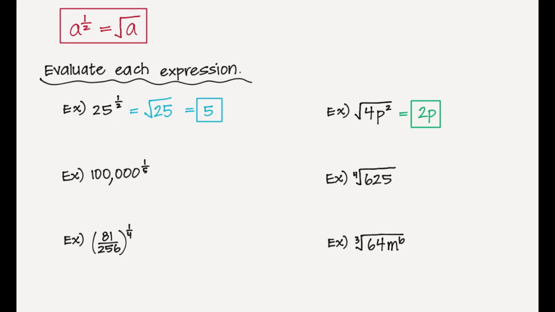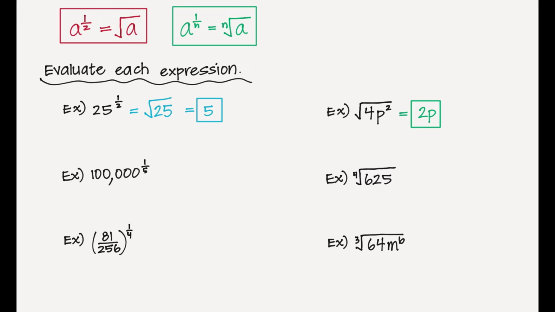Now, the next rule that I want to teach you is that you could have a number to any fraction for an exponent. For example, it could be the number a to 1 over n. If that is the case, then you are not going to take the square root, you're going to take the nth root of that number. So for instance, you might be taking the cube root or the fourth root.